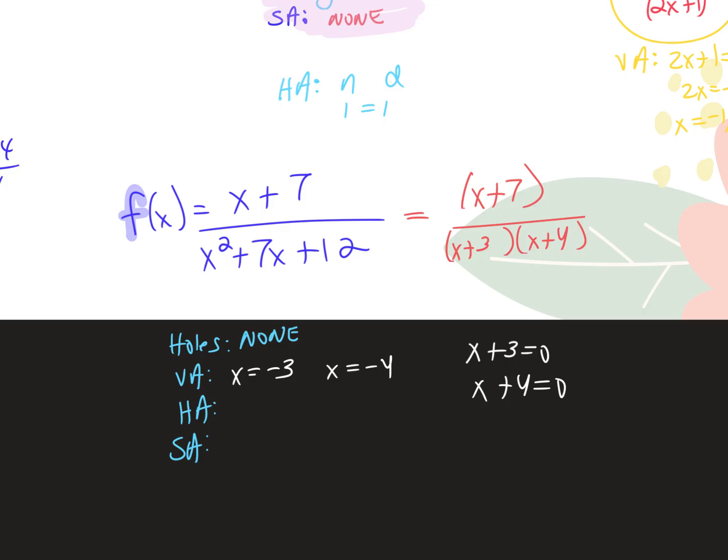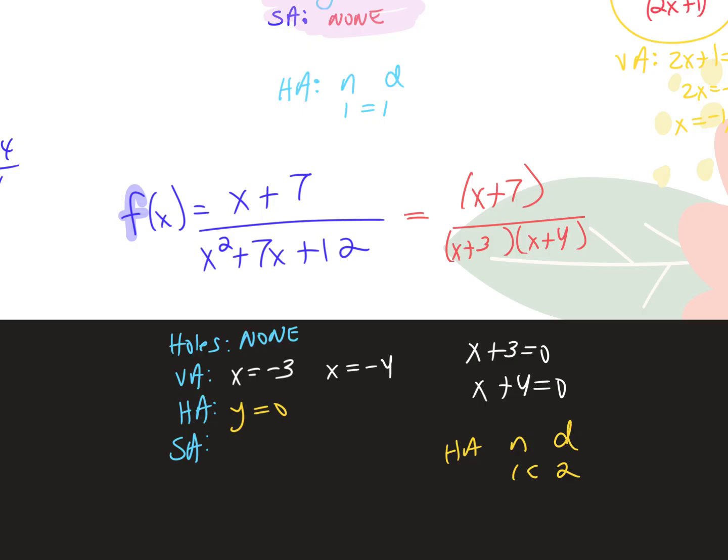All right, let's find our horizontal. We compare numerator to denominator. What is the degree of the numerator? 1. What's the degree of the denominator? 2. 1 is what then 2? Less than. So what is our asymptote? 0 or none? Look at your thing. Is it y equals 0 or is it none? It's y equals 0. You guys have to remember that.